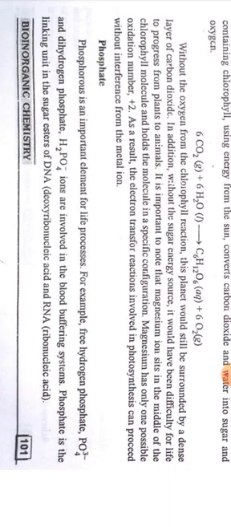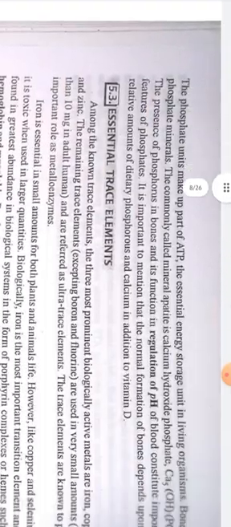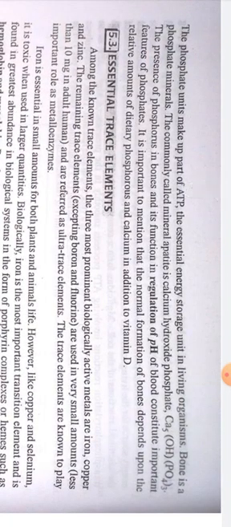Third is phosphate. Phosphorus is a very important element for our life processes. For example, free hydrogen phosphate HPO4 2- and dihydrogen phosphate H2PO4- are involved in the blood buffering system. Phosphate is a linking unit in the sugar ester of DNA, deoxyribonucleic acid, and RNA, that is ribonucleic acid. The phosphate unit makes up a part of ATP, essentially the energy storage unit in a living organism.